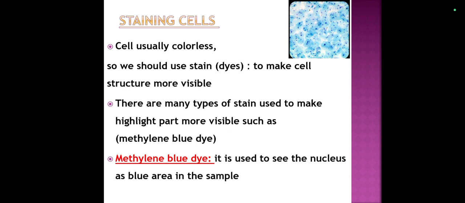Staining cells. Most of the cells are usually colorless, so we use some dyes, which are called stains, to make the cell and the cell structure more visible when we use the microscope. There are many types of stain used to make the highlighted part more visible, such as methylene blue dye, which is used to see the nucleus as the blue area in the sample, as you can see here in the picture.